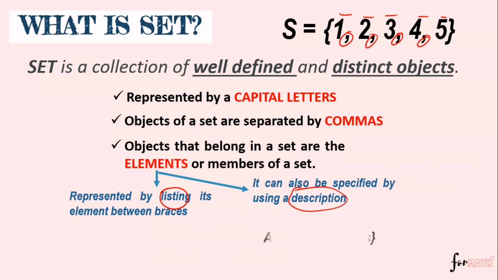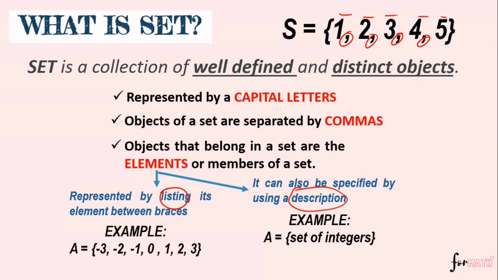Okay, example, if we have a set A, the set of integers, that is a description. Now, if we were asked to list, we can tell that the set of integers is -3, -2, -1, 0, 1, and 2, etc. Okay, so that's the difference between description and listing.